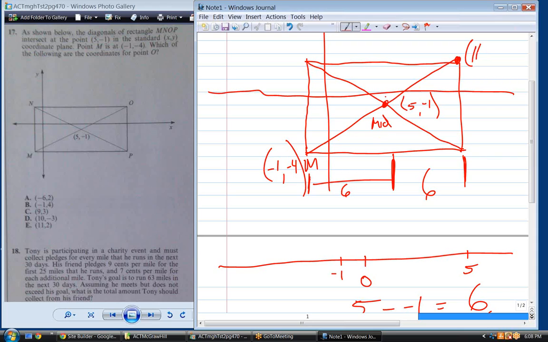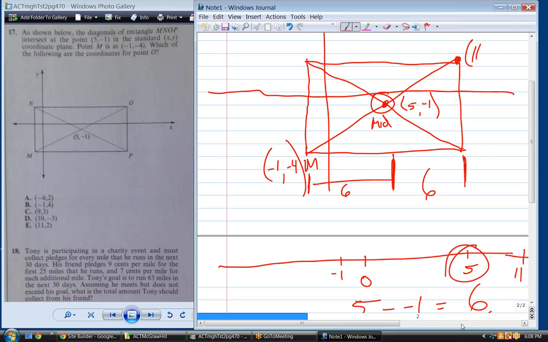In other words, this midpoint bisects the two x-coordinates. If I'm bisecting between -1 and 11, halfway between those two is there. It's 6 away from the -1 and it's 6 away from the 11.